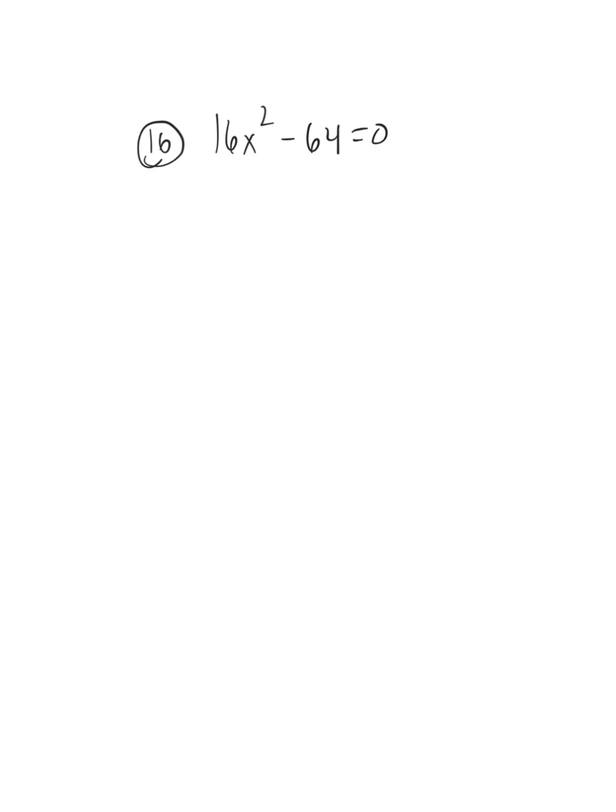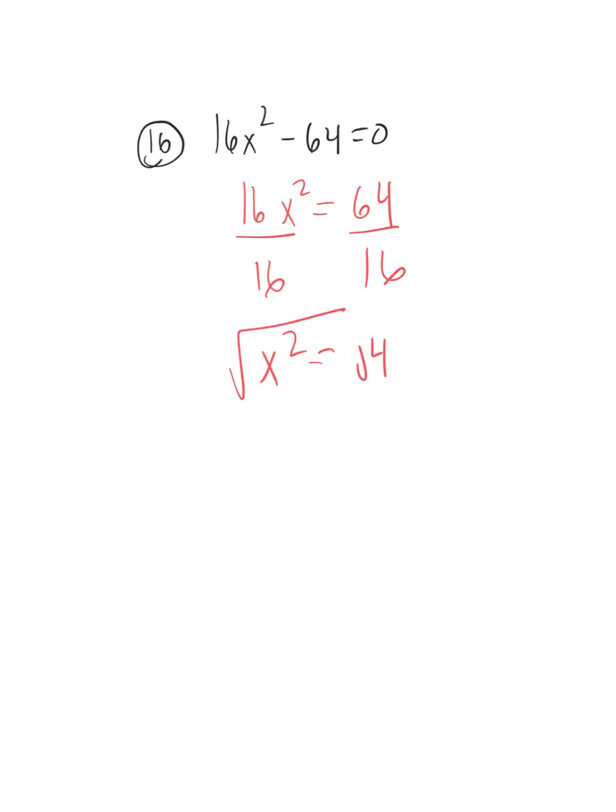Number 16, you have choices. You could either do square root or you could factor this. If we were going to do square root, we would take the 64 to the other side. We would divide by 16, isolate that square, and then square root both sides, and you would see that you would get plus or minus 2. Once again, you could have done that by factoring. You would get exactly the same answer.